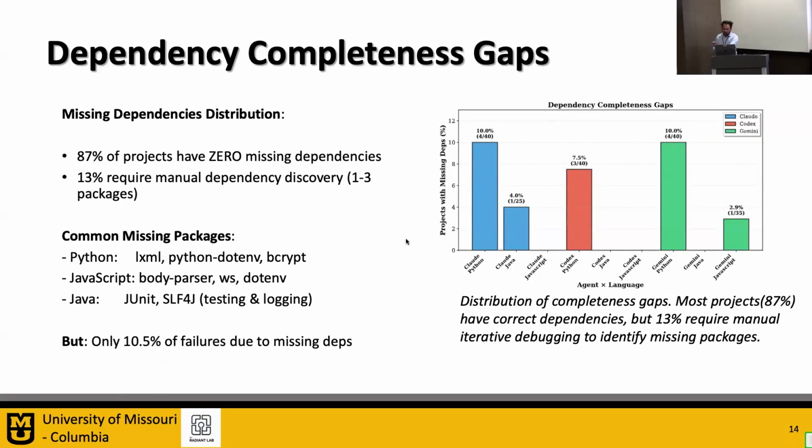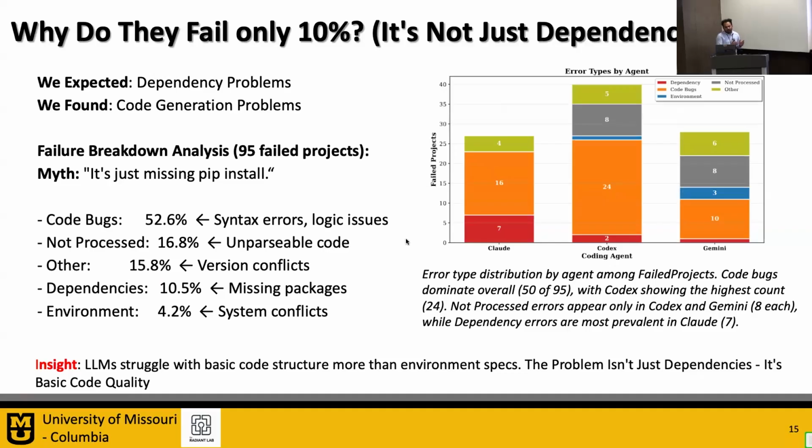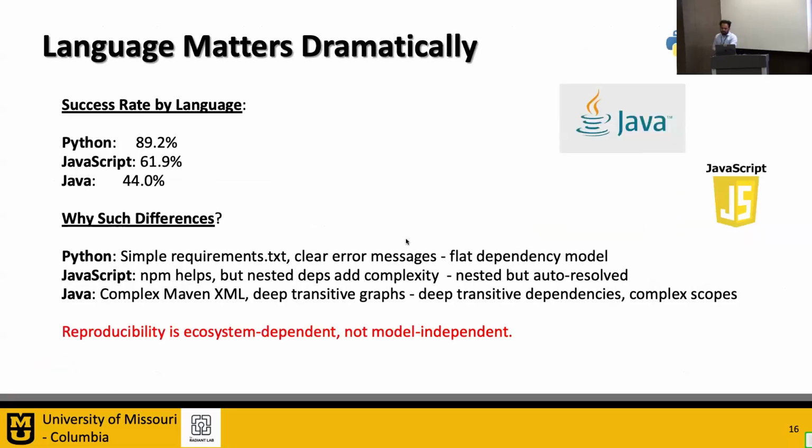Interestingly, missing dependencies are not the dominant failure mode. 87 projects have 0 missing dependencies and only 13% require manual discovery. Overall, only 10.5% of failures are due to missing dependencies. We expected missing dependencies to be the main culprit, but surprisingly, failures are mostly code generation problems, and version conflicts are around 15.8%. The insight is that LLMs struggle with basic code structure and robustness more than we expected.